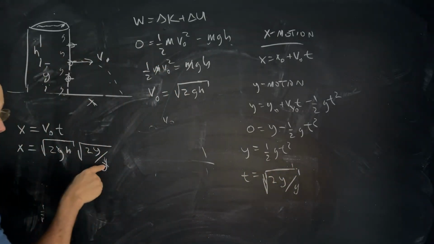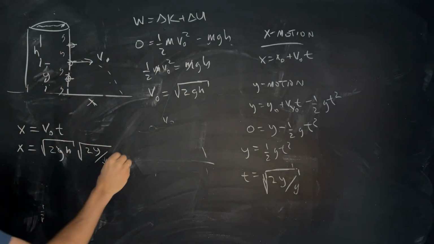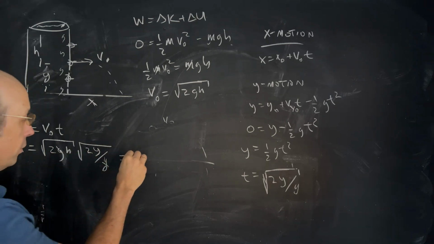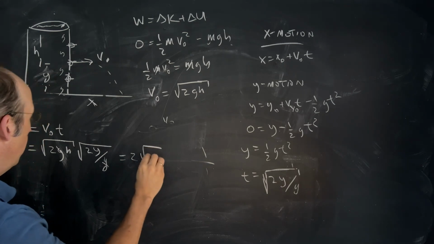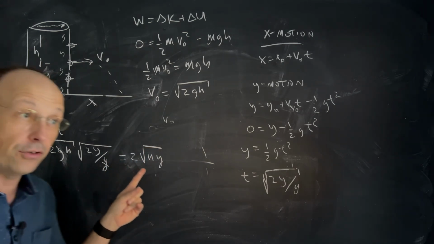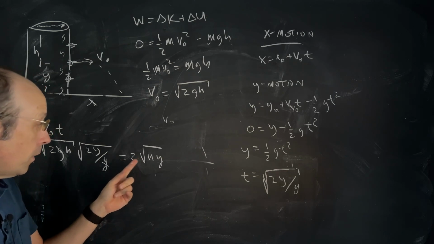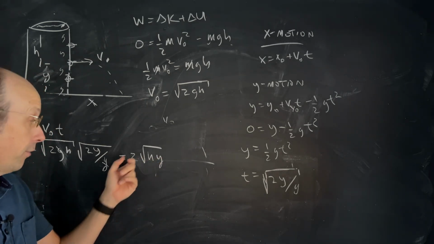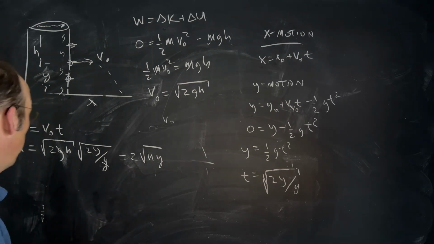So those g's cancel. The 2's combine together, 2 squared is 4, and the square root of 4 is 2. So I get 2 times the square root of hy. You'll notice the units do work out: meters times meters, square root is meters, times 2, so I get meters. I get distance, so the whole thing works.